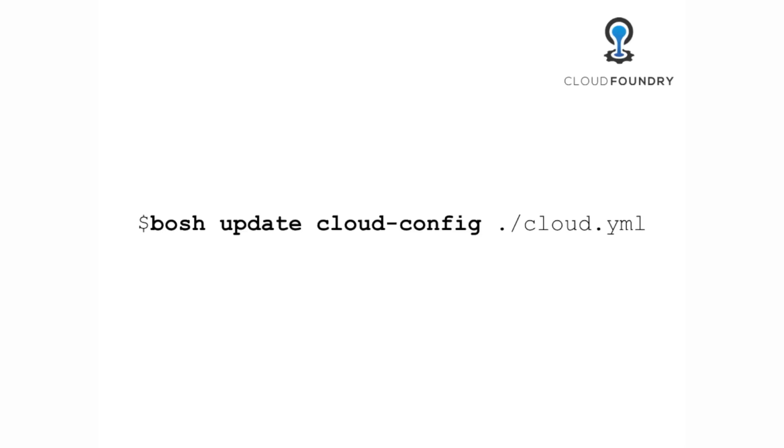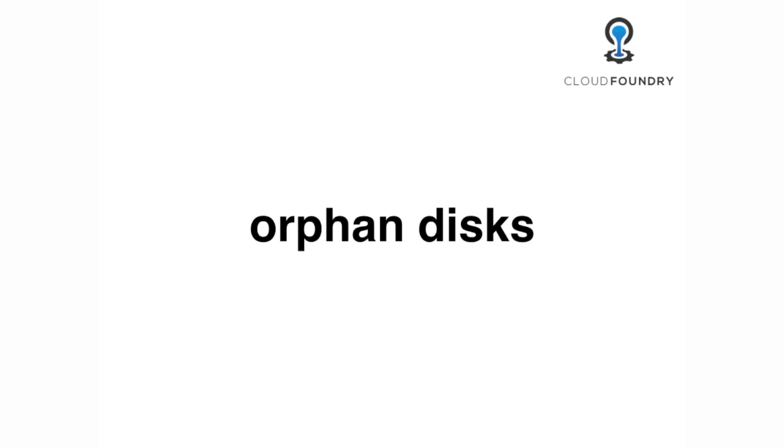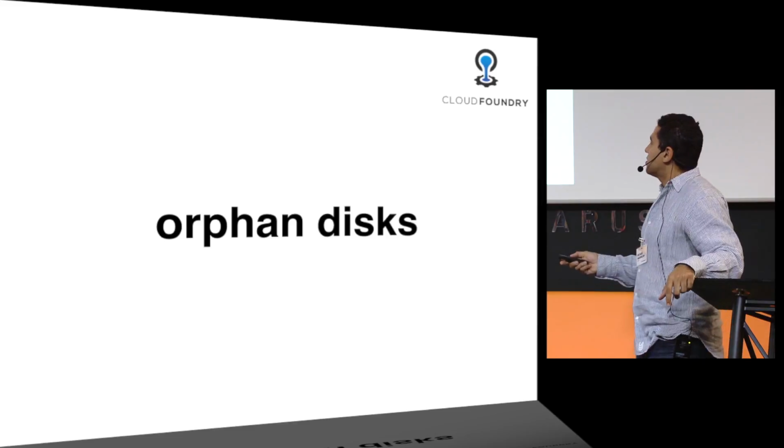So you say, hey, Bosh, update the cloud config with my new cloud, and then you do a bosh deploy. Another feature that we added is orphan disk. This is something that happens a lot because the VMs die, right? I mean, what happens is the cloud, right?